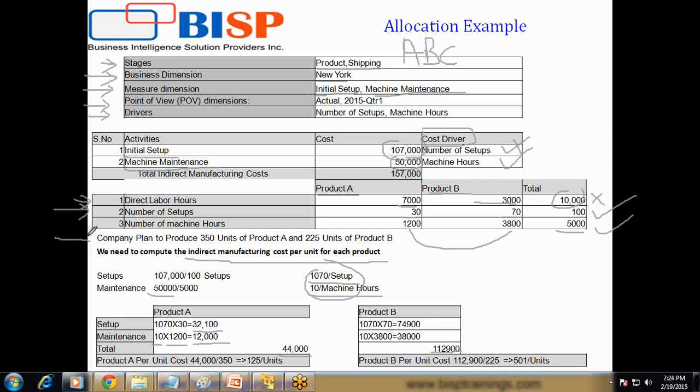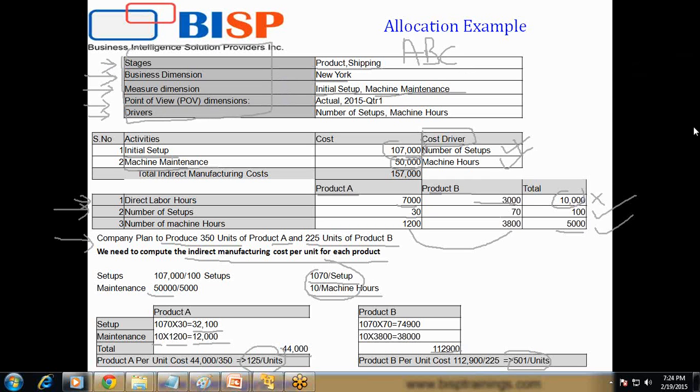The requirement here is that the business would like to calculate the unit cost. The company plans to produce 350 units of product A and 225 units of product B. I got a total cost, so in order to find the unit cost, I divide by 350. So 44,000 divided by 350, I got 125 per unit cost for product A and 50 per unit for product B. The important parameter to pay attention to here is the dimension we need when I map this to HPCM.